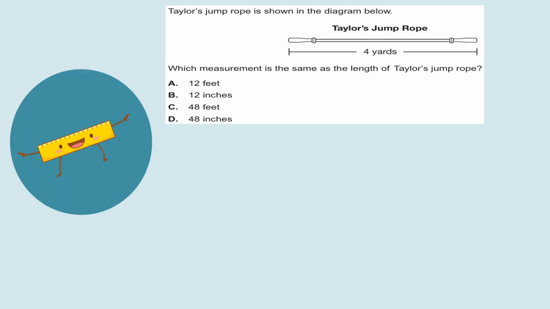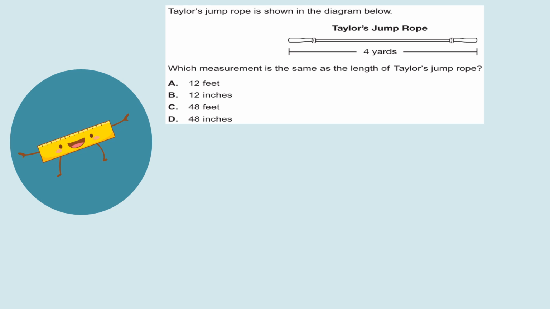All right, Taylor's jump rope is shown in the diagram below. They said this is the rope, and this line here is telling you that that rope measures 4 yards. Which measurement is the same as the length of Taylor's jump rope? All right, so I have some multiple choices here. They said either it's going to be feet, or inches.